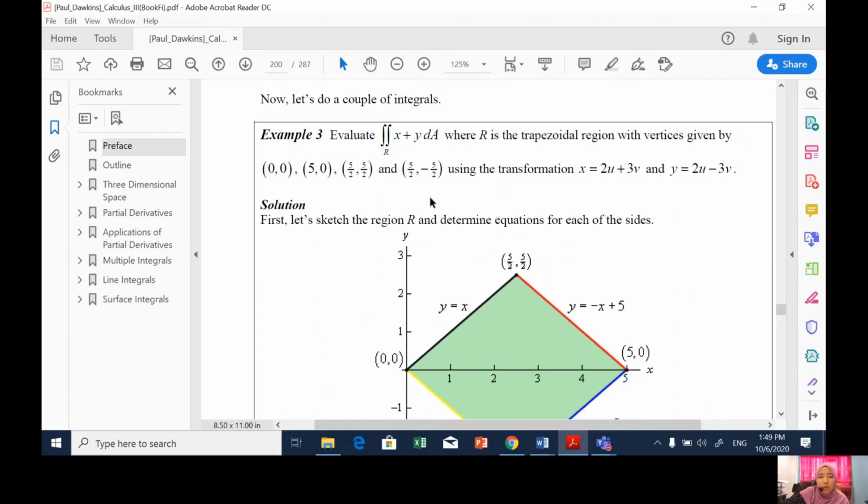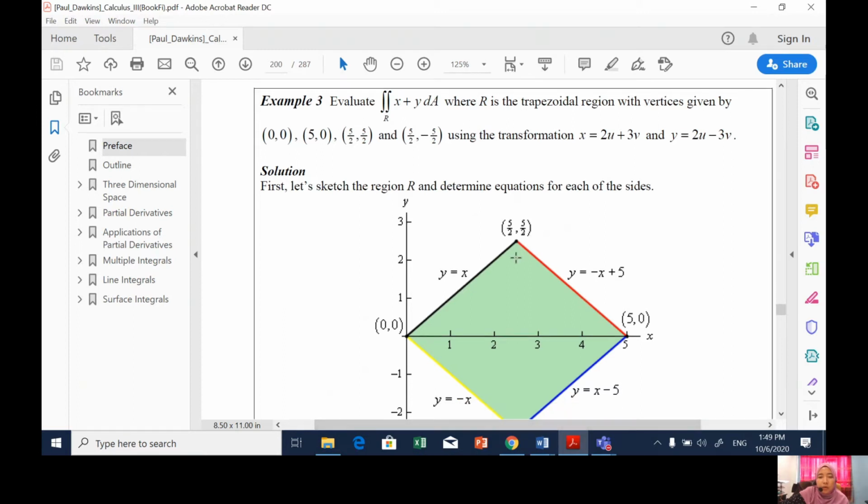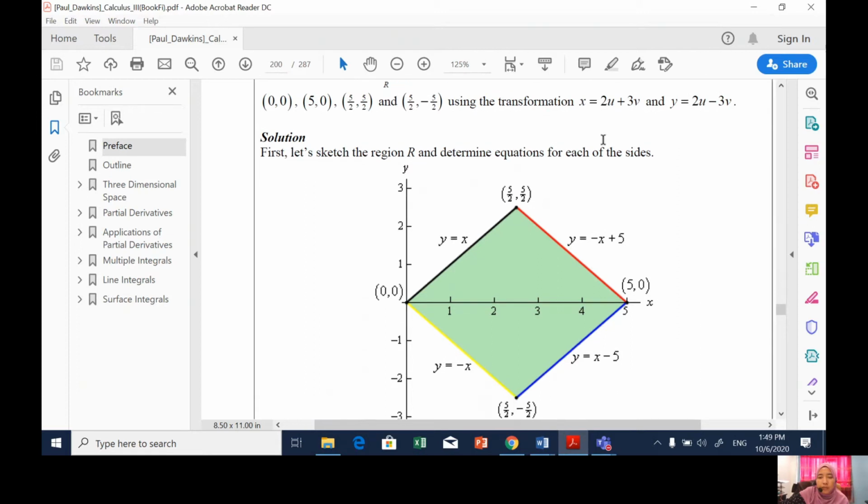First thing, we sketch the region as follows. We mark the points and draw the straight lines. And then we determine the equations of the straight lines, the red line here. How can you find the equation? You can use y equal to mx plus c. We have some pairs of coordinates here, so you can substitute, and we have the straight line equation for the red line.